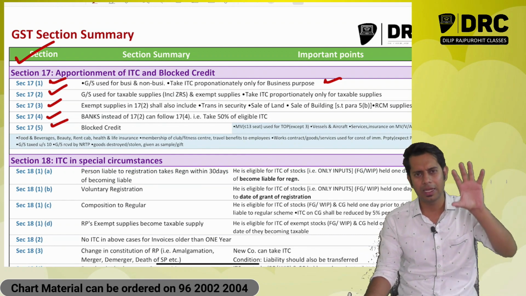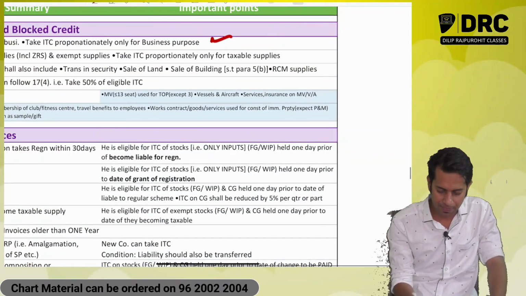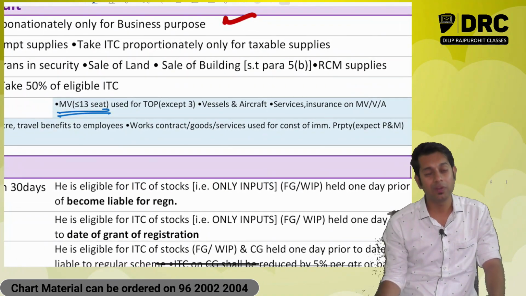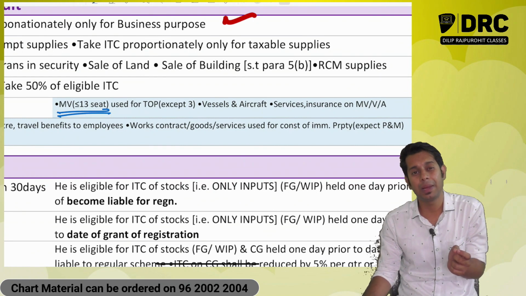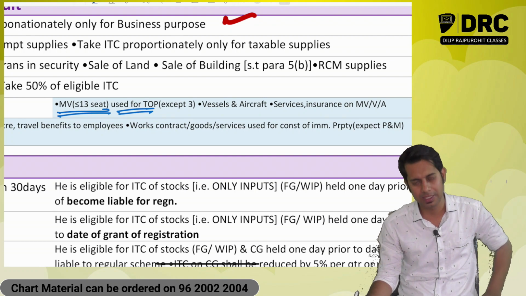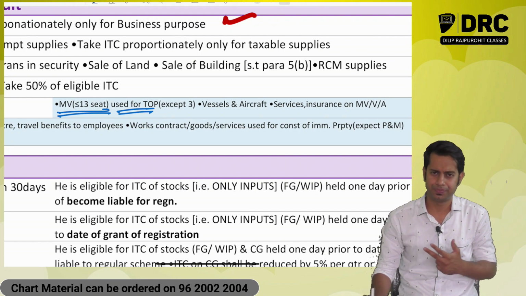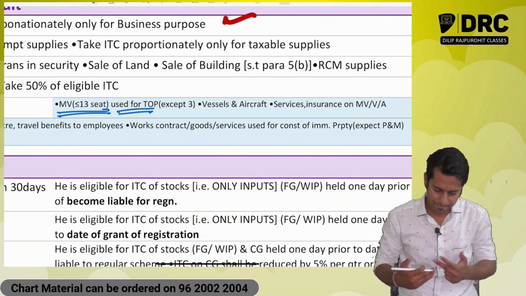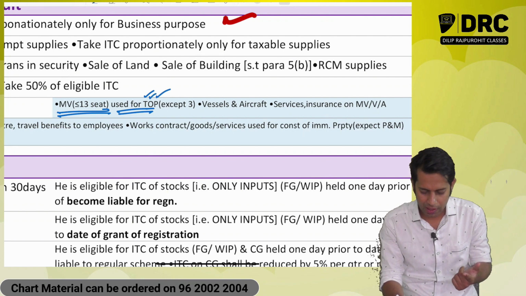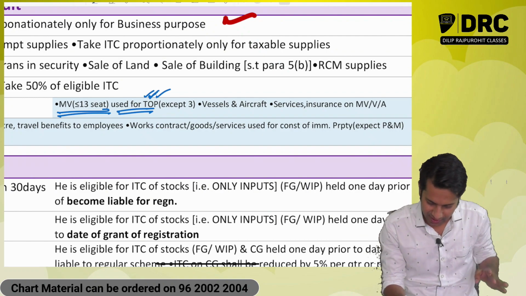There are a few items on which ITC can never be taken by you, on which ITC is blocked. Which are those items, sir? Motor vehicles which are used for transportation of persons, having seating capacity of less than or equal to 13 including the driver, except where they are used for three cases: transportation of passenger, training in motor vehicle, or it is used for, I am forgetting that particular word.